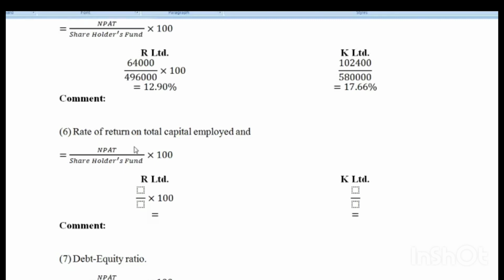So in terms of profitability, K Limited gives more return to its shareholders as compared to R Limited. So here K Limited is better once again.